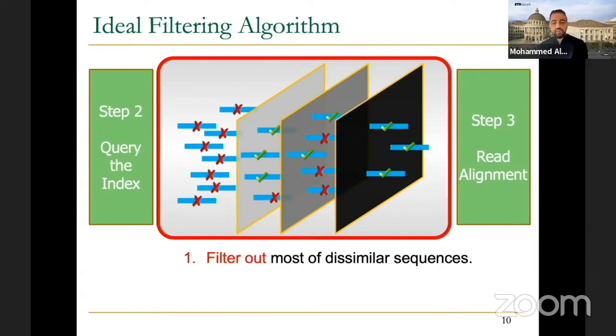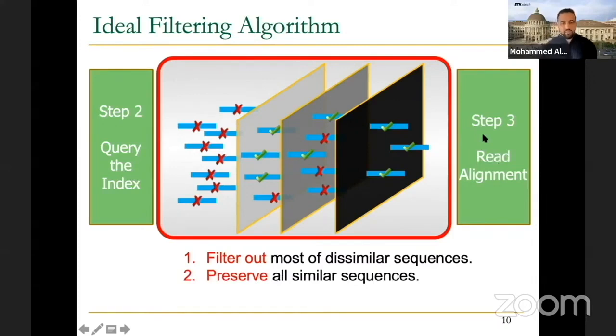And that's why we are aiming to filter out most of the dissimilar sequences, and it's okay to have some of them accepted or passing the filter, because we are going to have in the third step here sequence alignment, that is 100% accurate. So even if you pass some of the incorrect ones or dissimilar sequences, you can still recover from this and delete them in the third step.